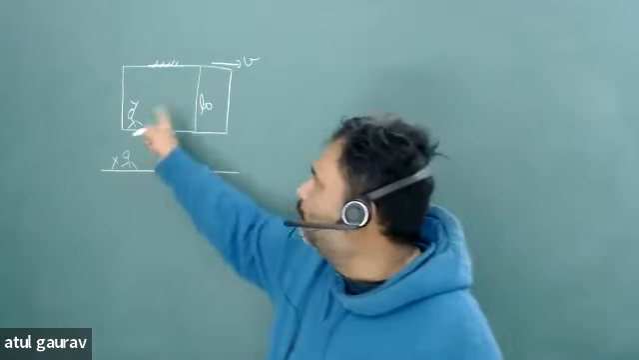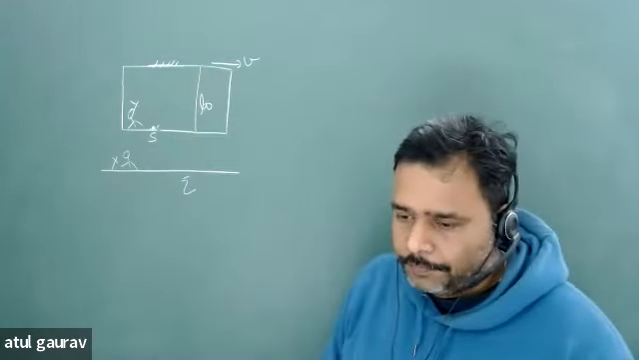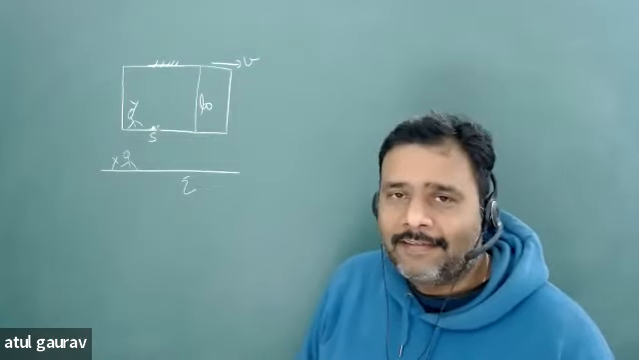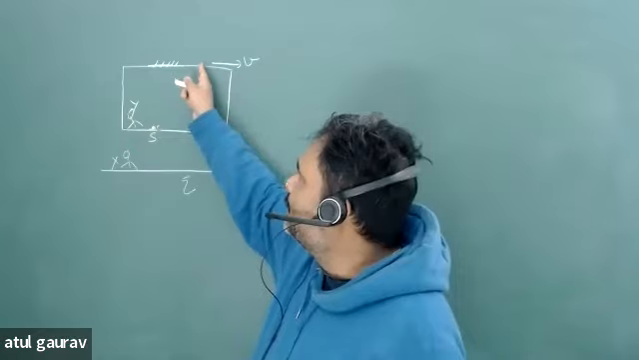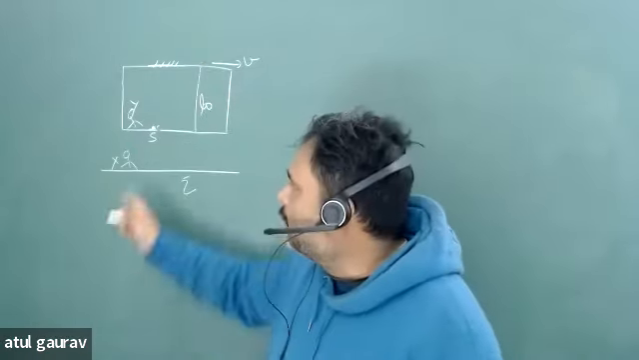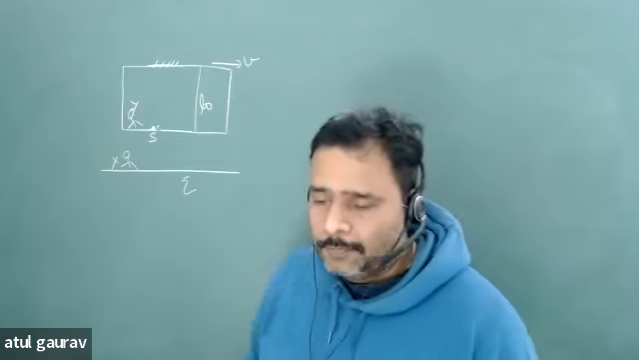With respect to y, what will be this distance? L equals L naught into 1 minus V over C square. Think calmly. With respect to y, this distance is L naught, the proper length. Proper length. With respect to x, this distance is?